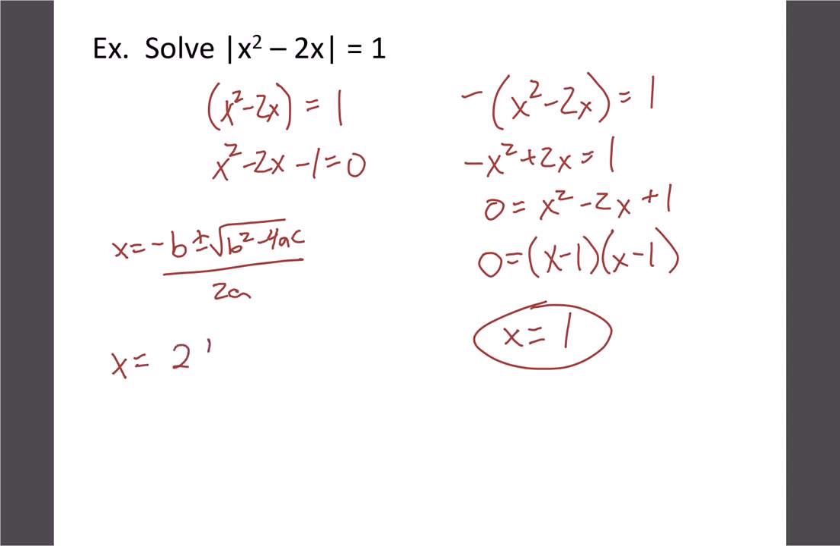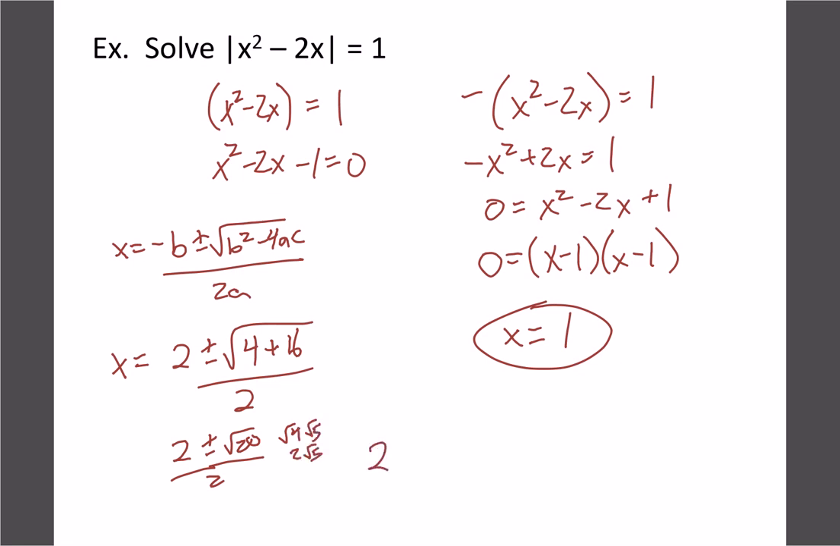So we'd have 2 plus or minus 4 minus 4ac. So it'll be 4 times 1 times negative 1. So that'll be plus 16 over 2. So if we simplify that, we get 2 plus or minus root 20. And root 20 we could even break down into root 4 and root 5. So that'd be the same thing as 2 root 5.